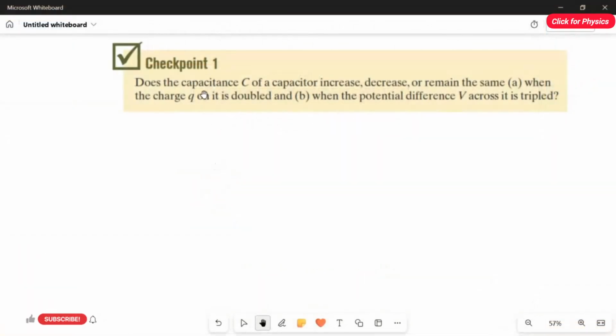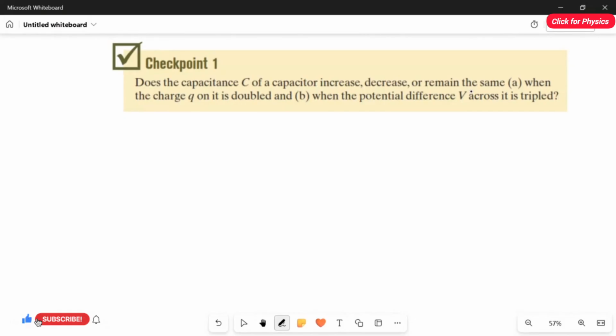Checkpoint 1. Does the capacitance C of the capacitor increase, decrease, or remain the same when the charge Q on it is doubled and when the potential difference V across it is tripled? So in this checkpoint, we have to answer these two questions. What will happen if the charge is doubled, and what will happen if the potential difference across the capacitor is tripled? For that, we have to answer from these three options.